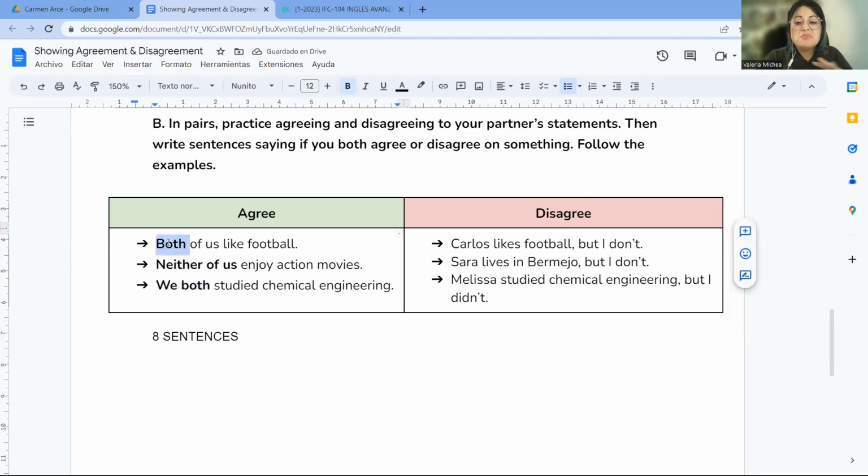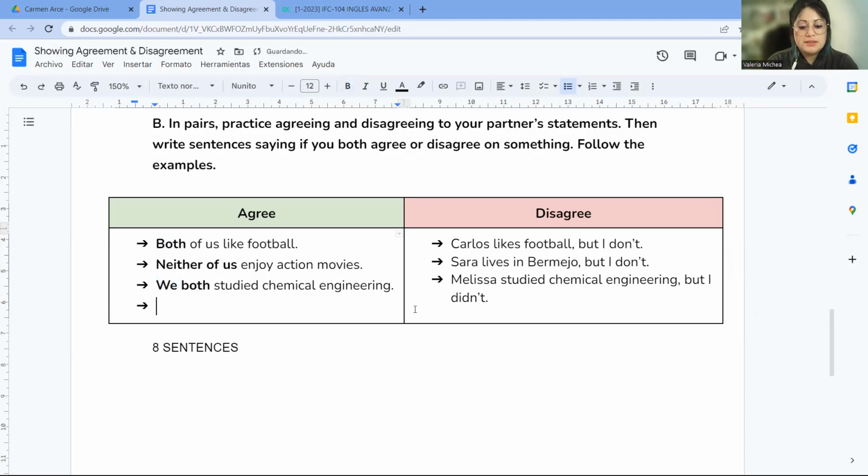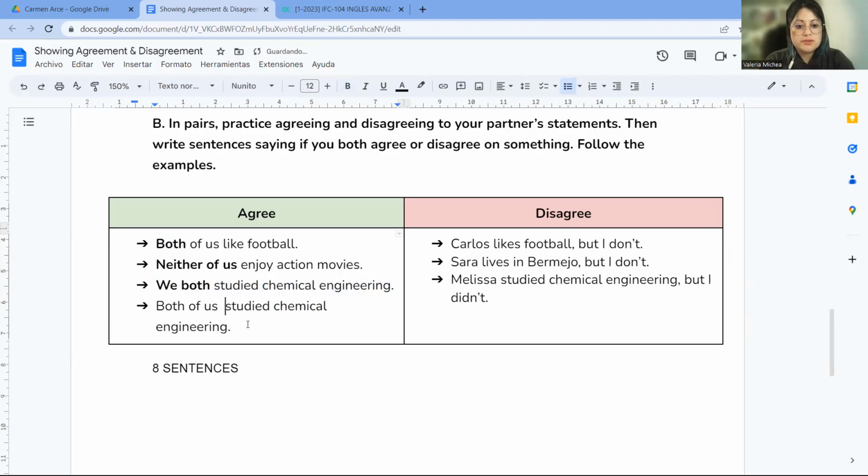So you can have just both, or you can use we in front of both, and they mean the same really. Right? So both of us studied chemical engineering, or we both studied chemical engineering. Let me write it down so you can see the difference. You can have both of us or we both. They mean the same, but they have a different structure. So it depends on you which one you want to use.